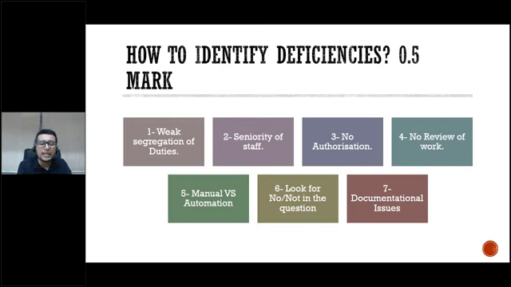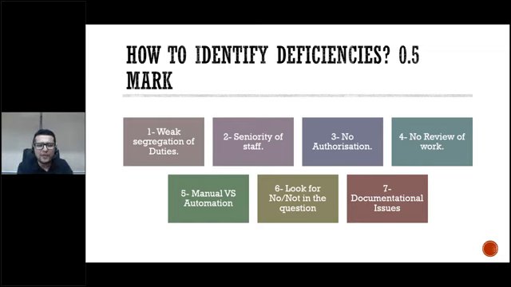So if there is weak segregation of duties, or a lack of segregation of duty, if the duties are not divided or broken down among different individuals, this is considered a deficiency. And if you identify any such deficiency from the question, you will get half a mark for the identification. How to identify deficiency?